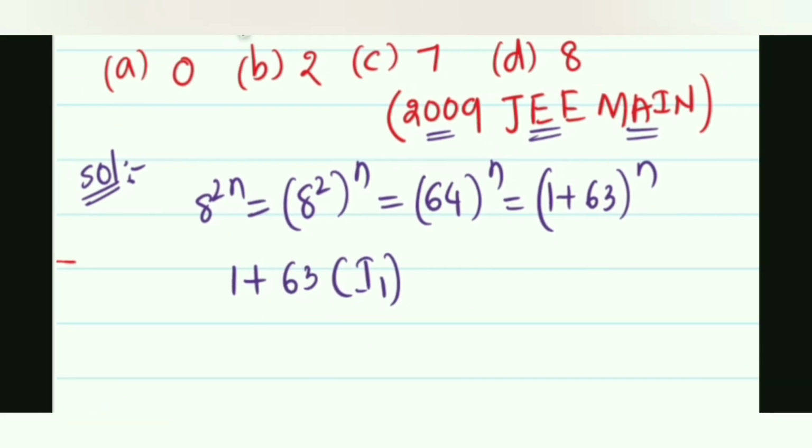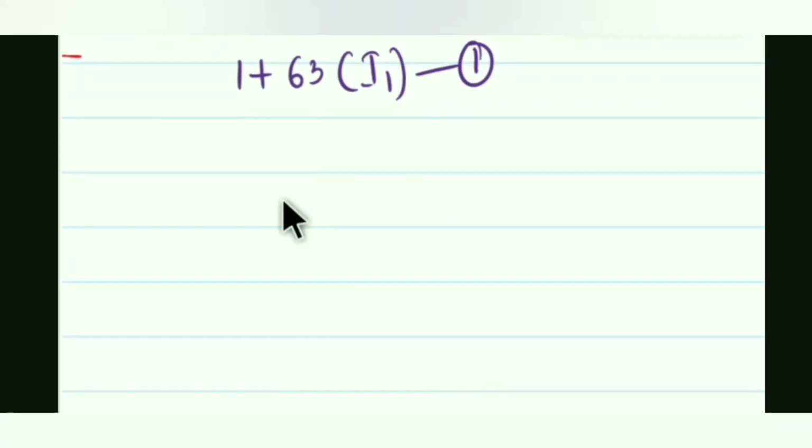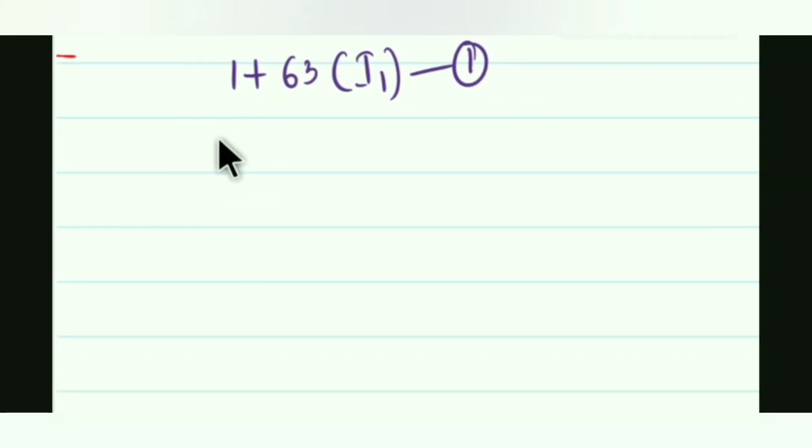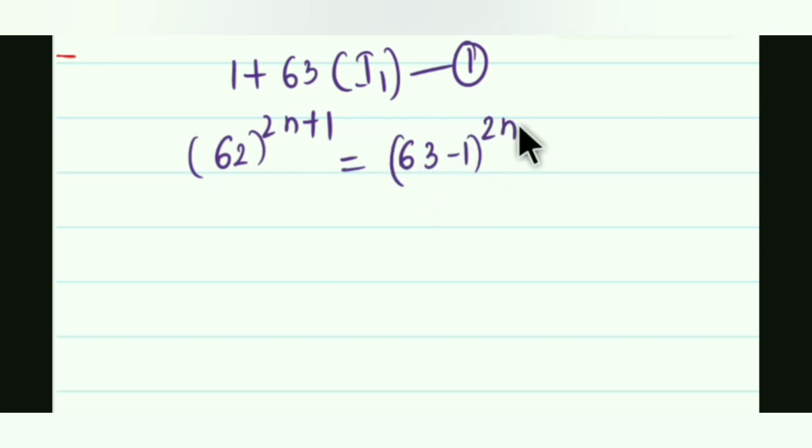Similarly, this is equation 1 you can take. Okay, so I am going to take the next one, which is 62 power 2n plus 1. I can write this as 63 minus 1 to the power 2n plus 1. So here 1 should be here, but 63 should be that side. I will take minus common.